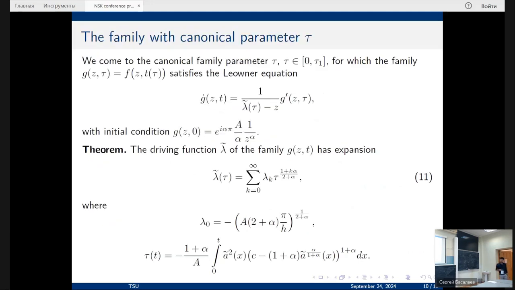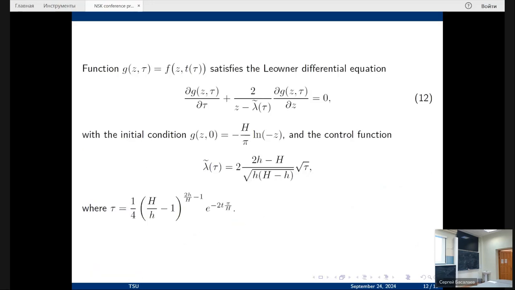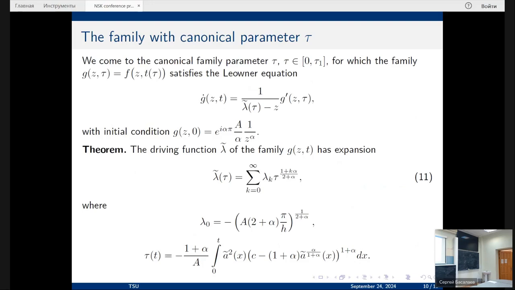Now we come to the canonical parameter tau. The family of mapping is denoted by the letter G, and the canonical parameter by the letter tau. The Euler equation which our family satisfies is this equation. As you see, it matches the standard form of the Euler equation with the initial condition. And the driving function of the Euler equation, lambda theta, has the expansion number 11.